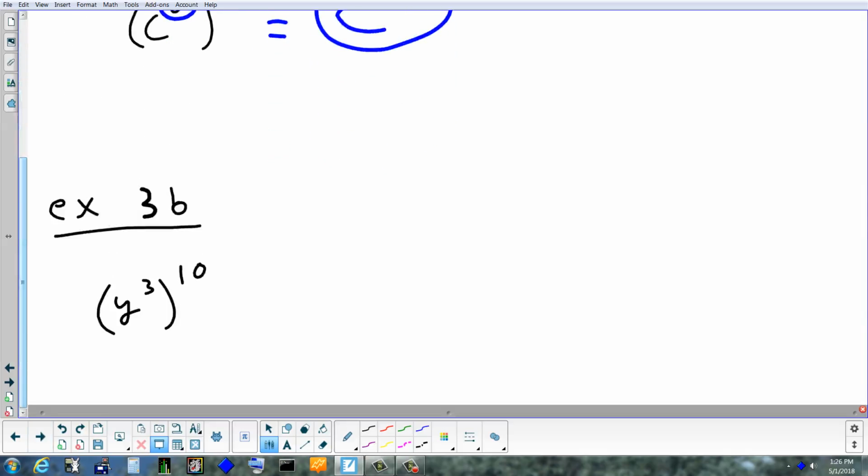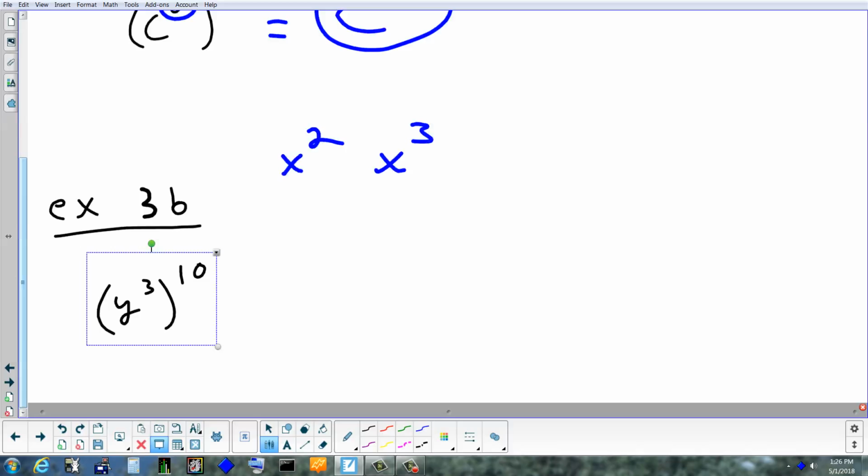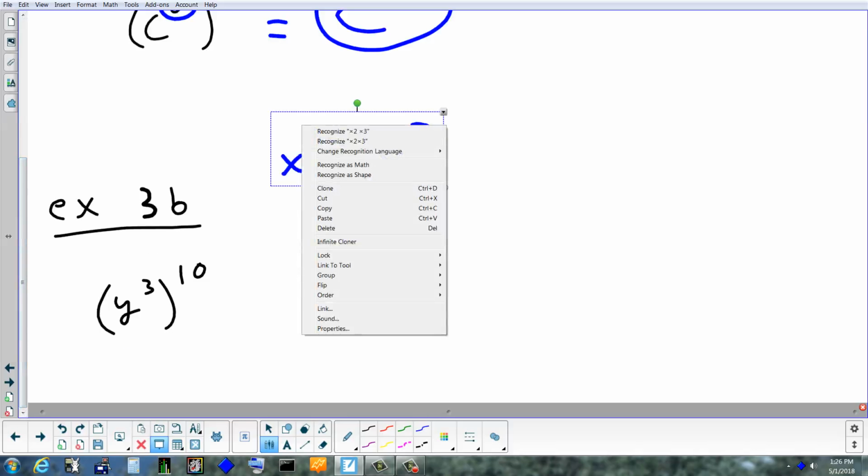Okay, next one. Y cubed to the 10th. Now, if I say y cubed, is that the same as saying y to the 3rd? Yes. It's the same thing. It's just the proper term. There's a different name for this. You can say x to the 3rd, x to the 2nd, or you could say x cubed and x squared. It's just a special name for 2 and 3.